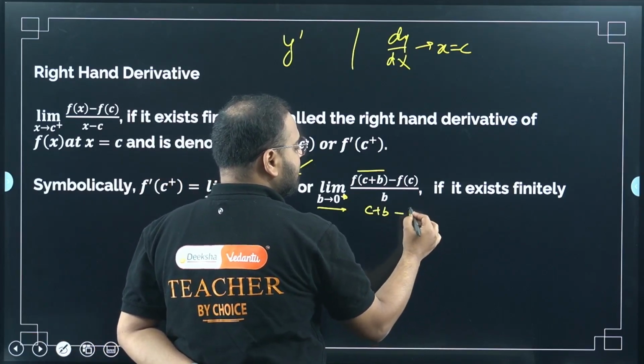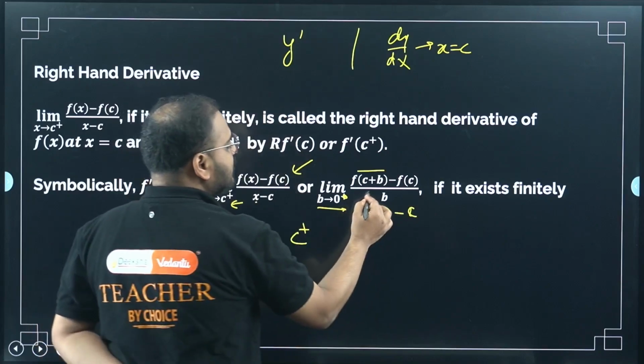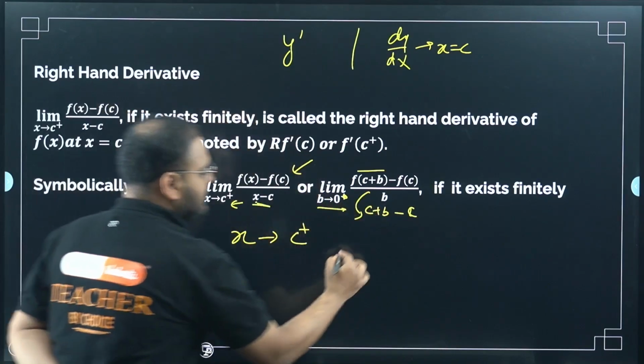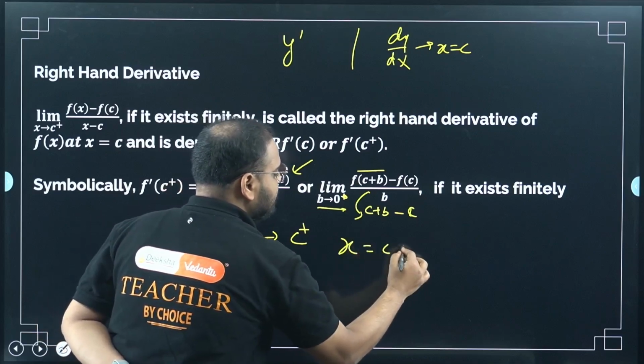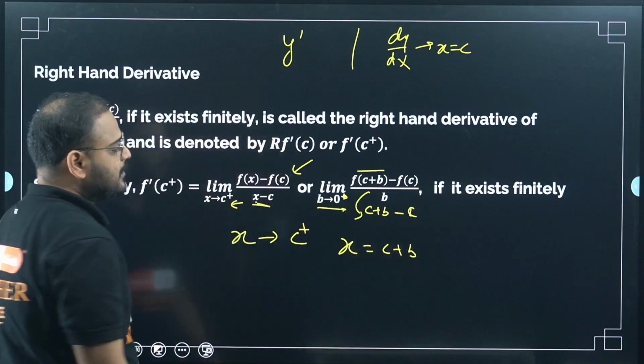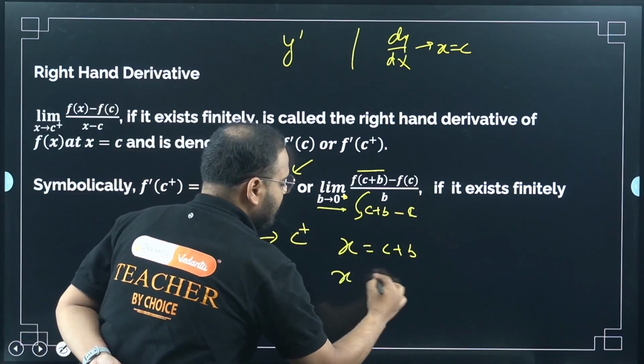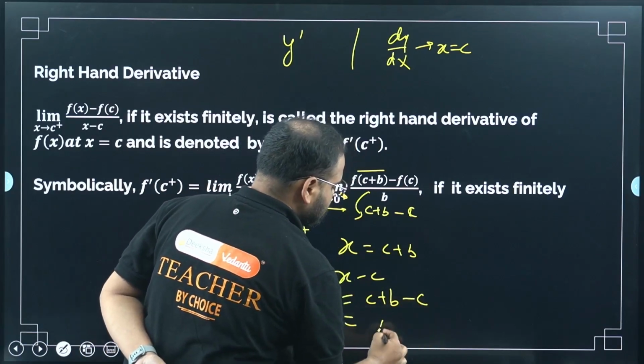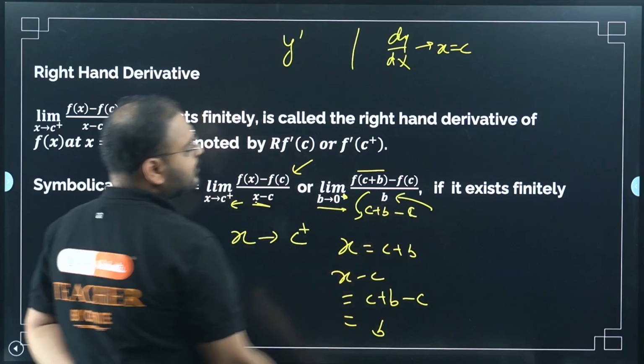If you remember the first principle, where it is x minus c, what is x basically? x is replaced as c plus b, right? So I can write x minus c as c plus b minus c. How much is that? Simply b. That's what is written here.